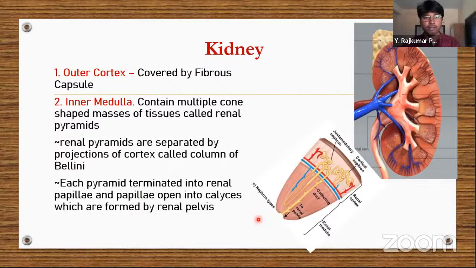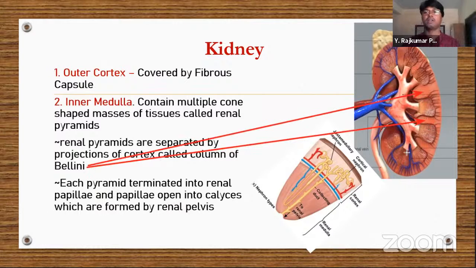If you see the ultrastructure of it, you can find many tiny structural and functional units, and they are called nephrons. Renal pyramids are separated by projections of the cortex called the columns of Bellini. So here you can see in between the renal pyramids there are columns, isn't it? These are called columns of Bellini. Let me locate them. So the columns of Bellini are located here. You can see. So these are the columns of Bellini. They separate the renal pyramids.